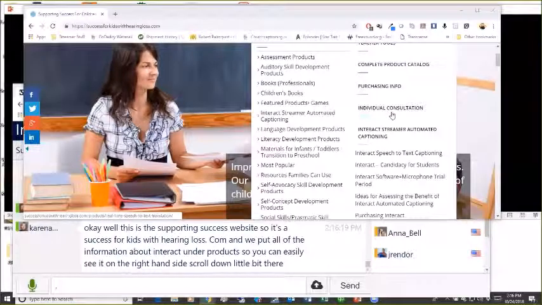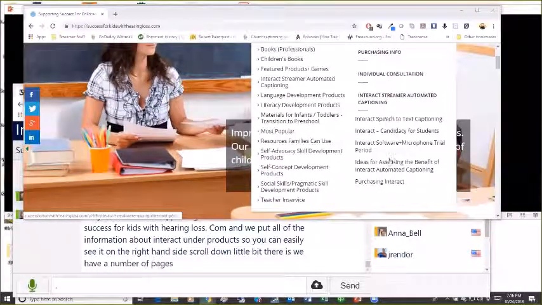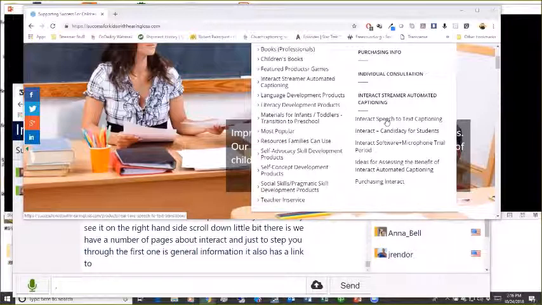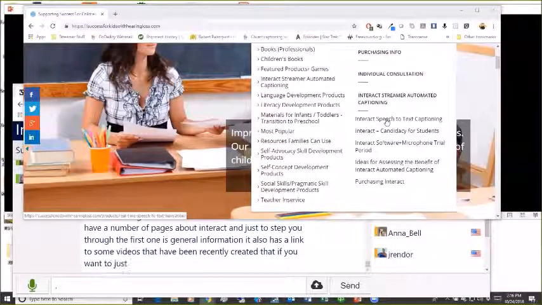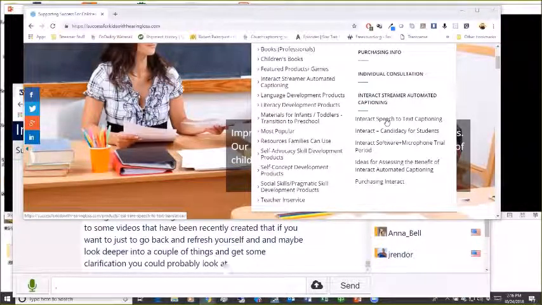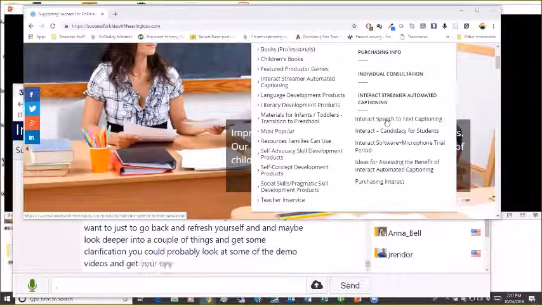There it is. We have a number of pages about Interact, and just to step you through, the first one is general information. It also has a link to some videos that have been recently created that if you wanted just to go back and refresh yourself and maybe look deeper into a couple of things and get some clarification, you could probably look at some of the demo videos and get your questions answered.